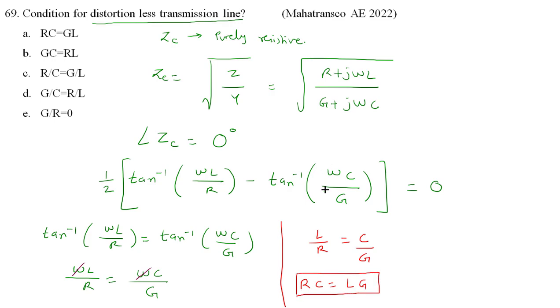So distortionless line means characteristic impedance is purely resistive. By this method, we can see that when RC is equal to LG, our line will be distortionless. The correct answer will be RC equal to LG.